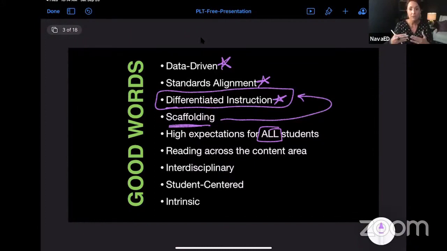So you want to help those students push on, make gains, always moving up, up, up, up, up. Of course, reading across the content area, you'll see this in the test specs. Every teacher is a reading teacher. It's not left to just the reading department.